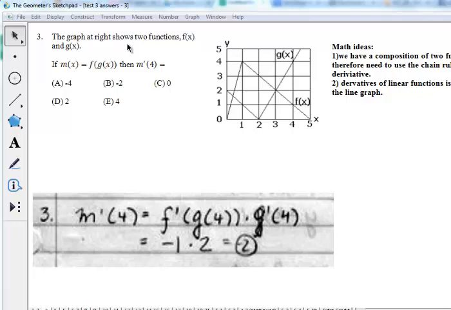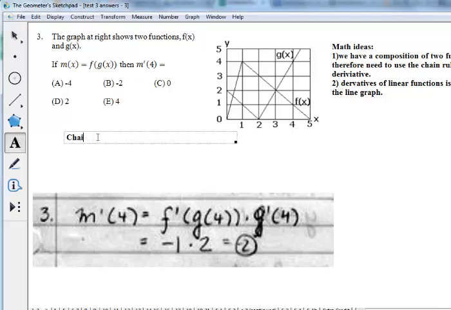Question 2 says the graph at right shows two functions, f of x and g of x. If m of x is the composite of f of g of x, then what's the derivative of m? Since we have the derivative of a composite function, we need to use the chain rule.